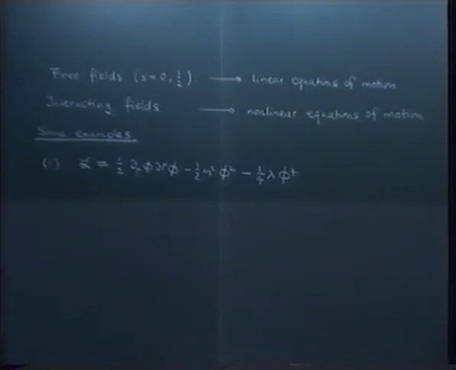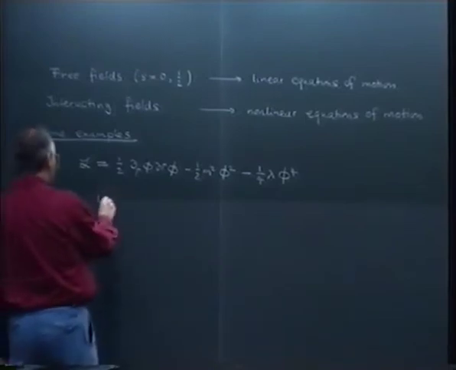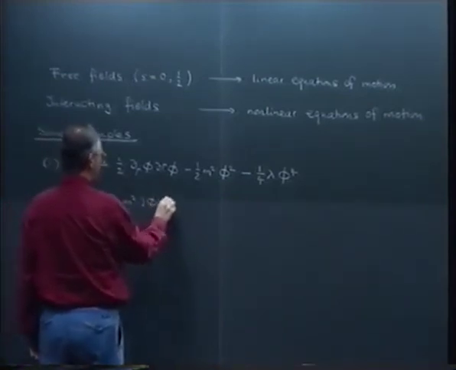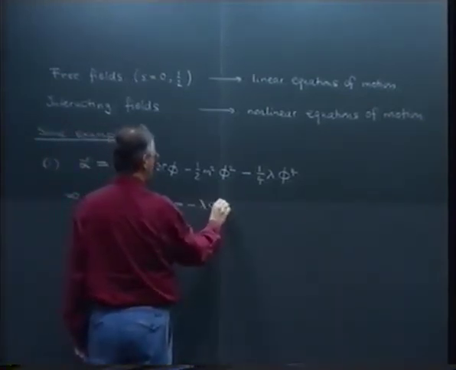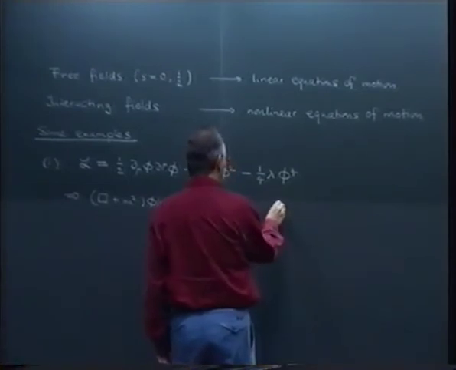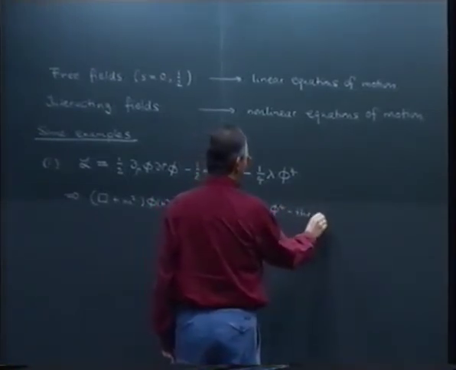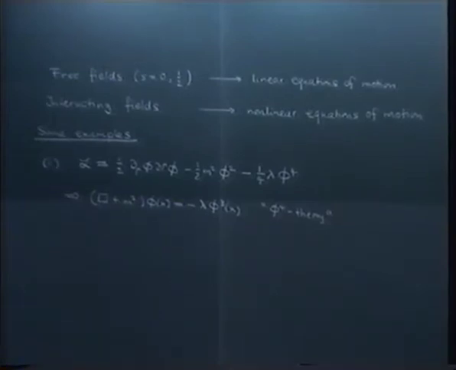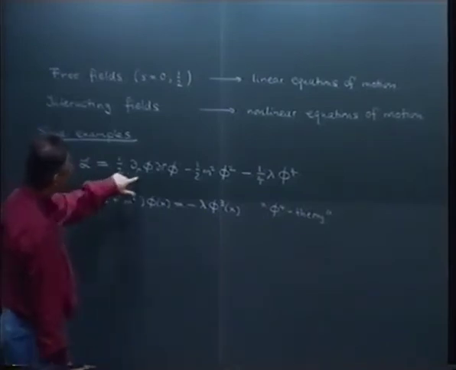The equations of motion you get then are as follows. We have a box plus m squared phi of x is equal to minus lambda phi cubed of x. This theory is called phi to the 4th theory. It's been given this special name because this is, if you like, a very simple model of an interacting quantum field theory, and this is why it has been studied a lot. So what do we see here?